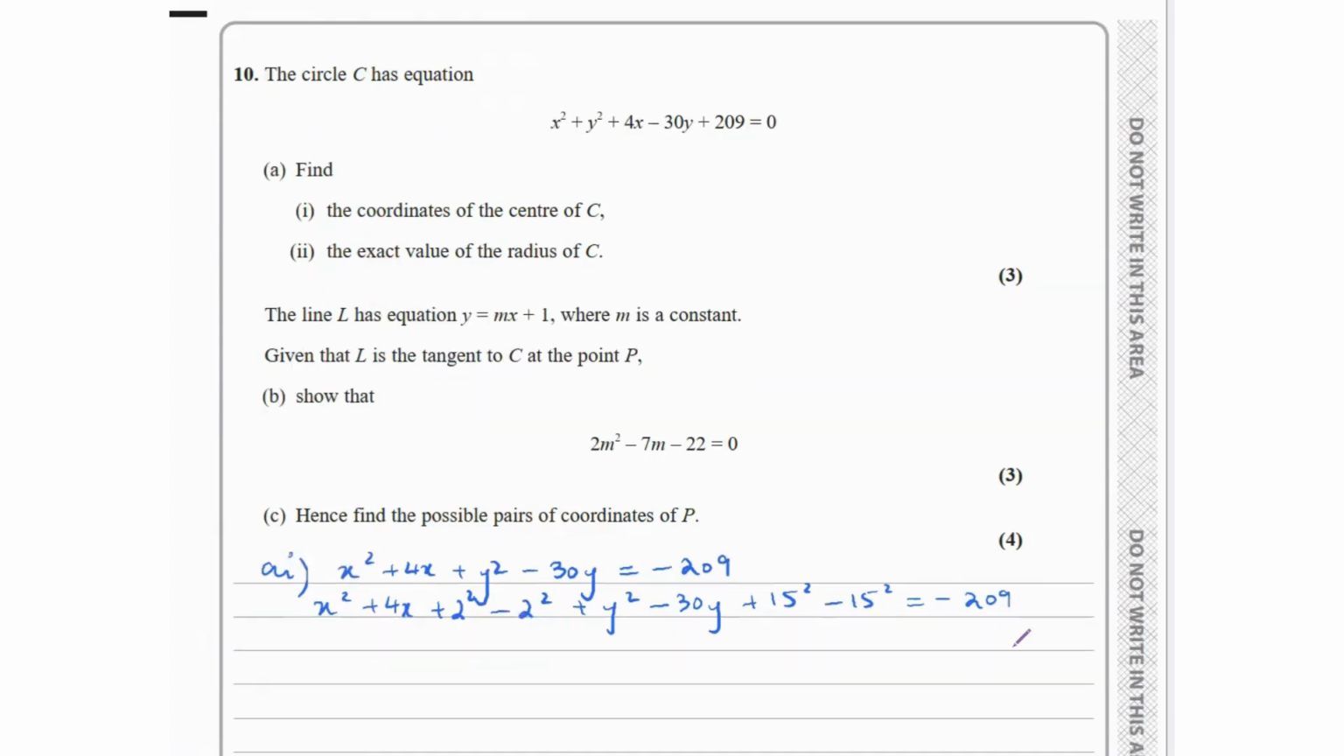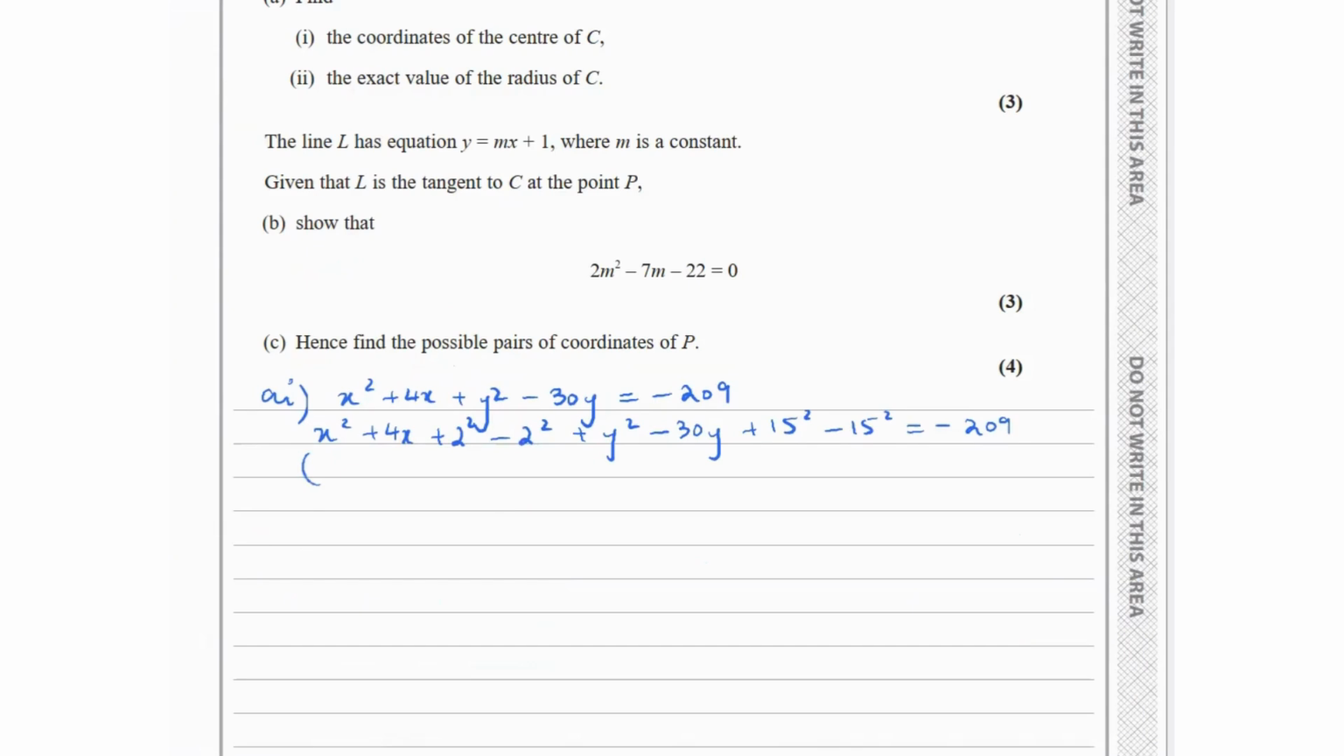So this becomes x plus 2 whole square minus 4 outside, plus bracket y minus 15 whole square minus 225 outside, and then negative 209 over here. So x plus 2 whole square plus y minus 15 whole square equals negative 209 plus 225 plus 4.